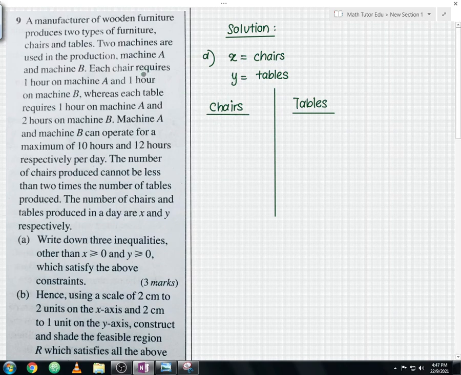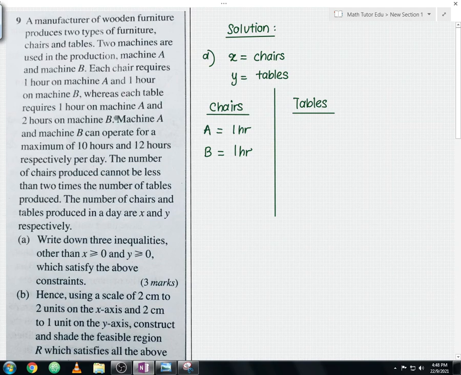Okay, so from here it mentioned that each chair requires 1 hour on machine A and 1 hour on machine B. So just write here A is equals to 1 hour, and then machine B is equals to 1 hour. So it is understood, guys. I write here A and B, but in the statement here it mentioned machine A and machine B, so it is understood. This A is actually representing machine A and this B is actually representing machine B. So let's continue with the tables here.